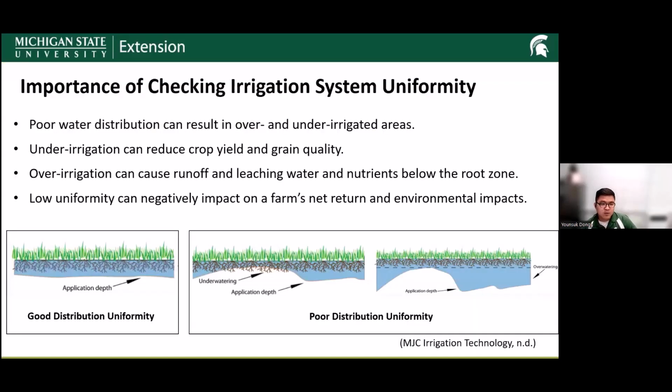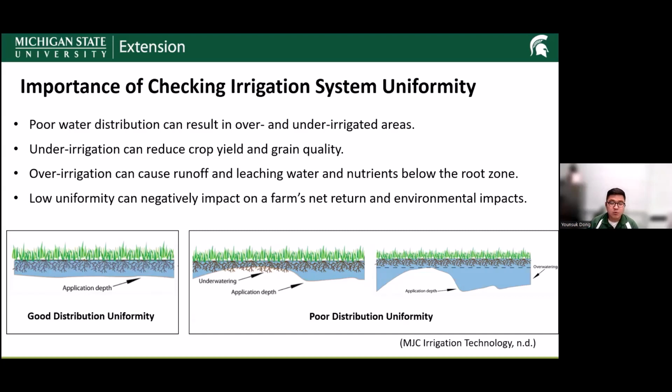The one thing that we can do to improve water use efficiency is checking irrigation system uniformity. This might be a really good time, before the crops get too tall, to check the uniformity of your irrigation system.